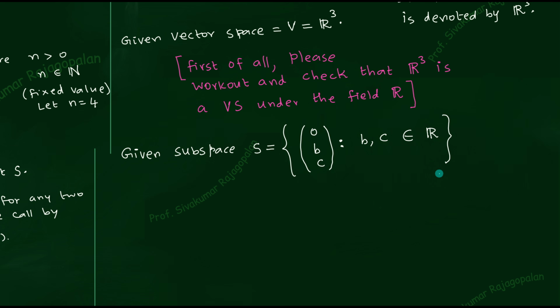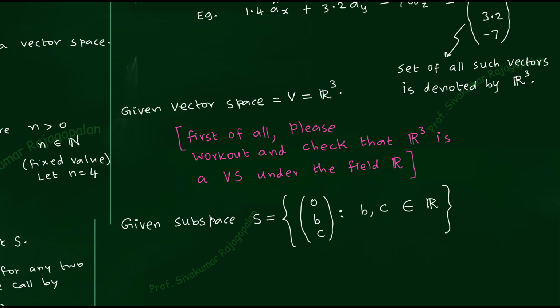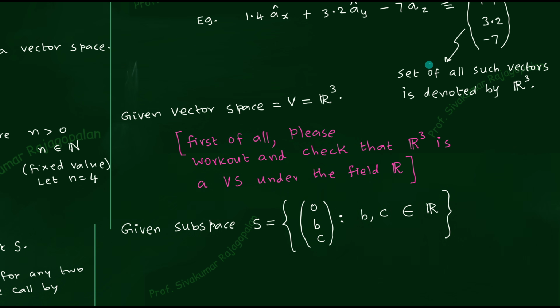This is not R3, remember, this is just the real numbers. So R only is there, R to the power 3 is not there. R is different, R3 is different, so you have to be very careful with notations. Once you understand this, we have to verify whether 0 is there or not.